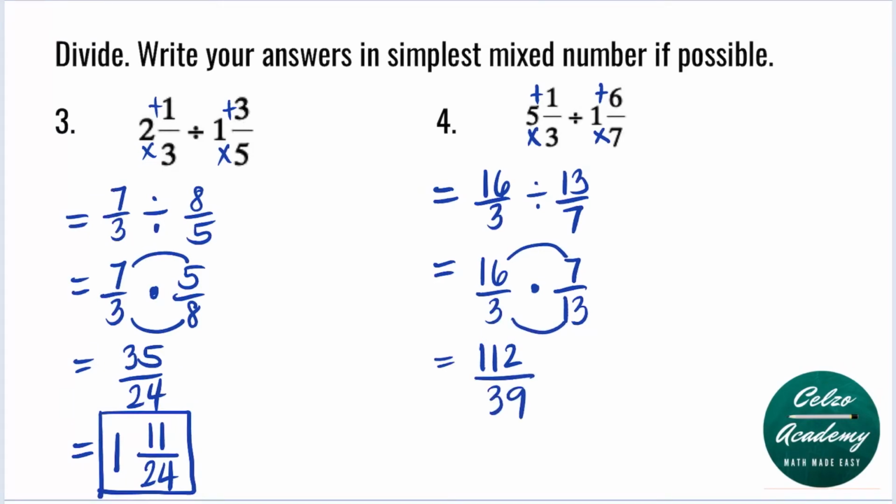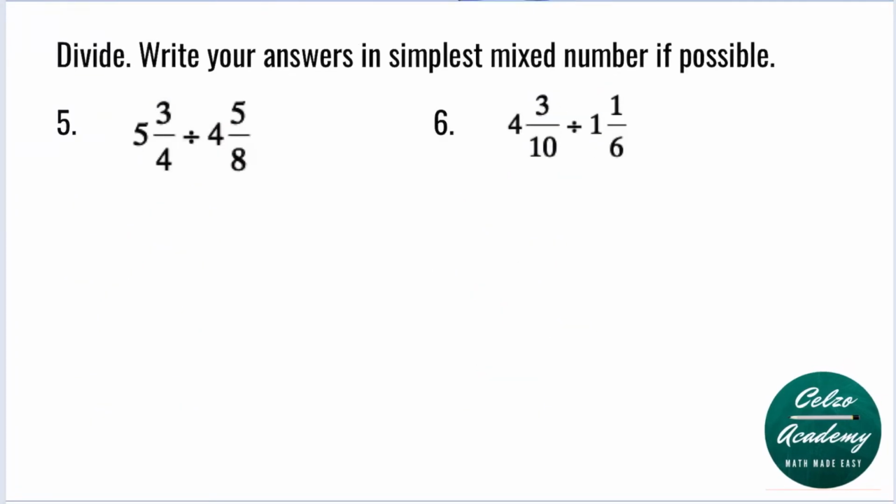How many 39s can go into 112? 2 times. 2 times 39 is 78. And if you subtract 78 from 112, the remainder is 34. So we will write the remainder as 34 over denominator 39. The answer for question number 4 is 2 and 34 over 39.